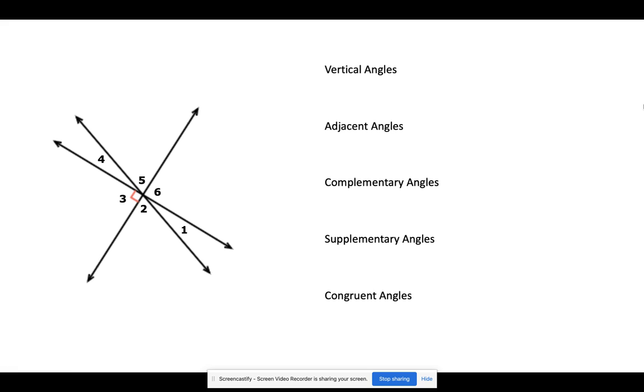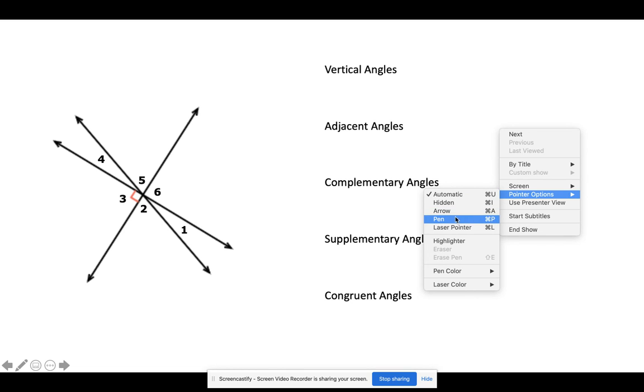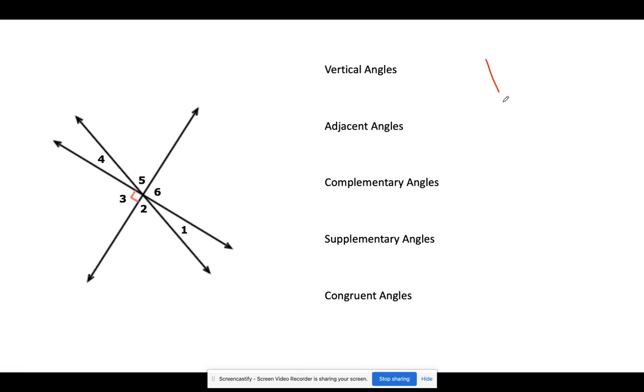Welcome, students. Today we're going to talk about angles, specifically vertical angles, adjacent angles, complementary angles, supplementary angles, and congruent angles with respect to lines that intersect at a common point. So let's talk about vertical angles first. With vertical angles, the main thing I want to emphasize is that when we have two lines that intersect, it forms two pairs of vertical angles. And vertical angles are congruent, and that's what we're going to talk about down here.